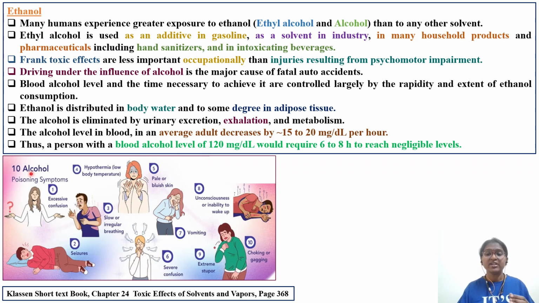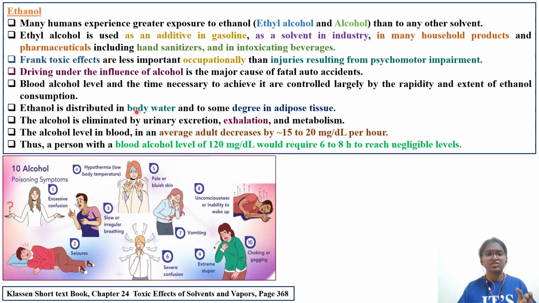Blood alcohol level is very important. That is the reason police officials keep checking your breathing; they check the alcohol concentration in your breath. One other reason is that alcohol gets eliminated through different routes. Here it is given: alcohol is eliminated by urinary excretion, exhalation, and metabolism.